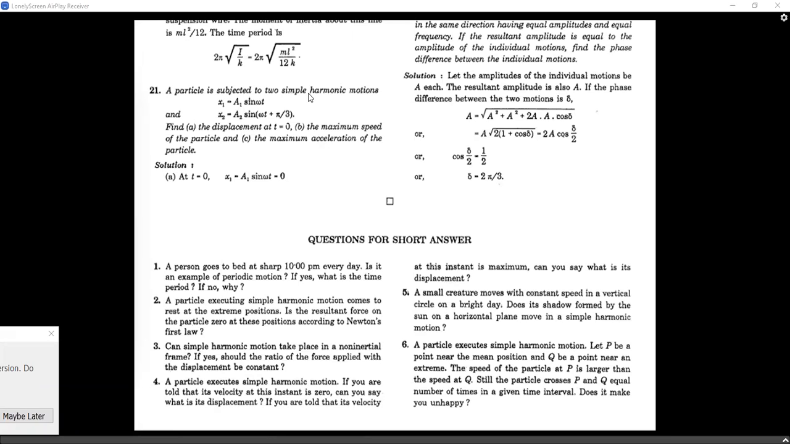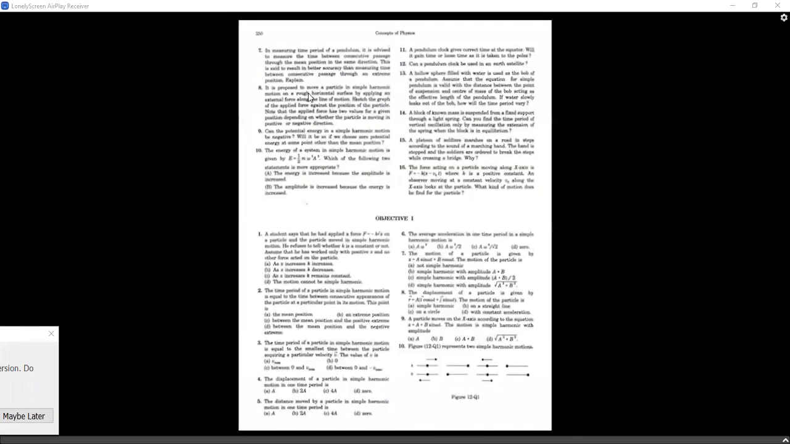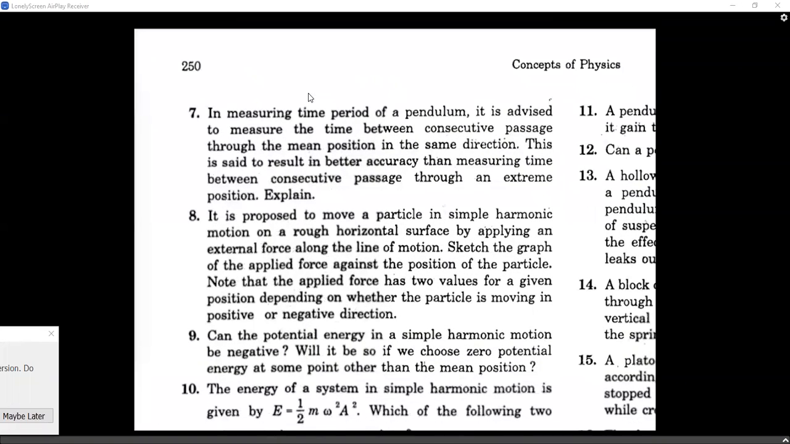So let's look at these questions. Let's start with the short answer questions. I think all the questions on the first page are pretty easy: 1, 2, 3, 4, 5, 6. Do you want any discussions? If you want, please let me know. But the first question that you asked from this page was the seventh. So let's look at that question first.